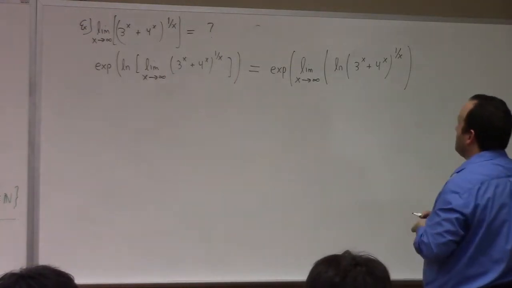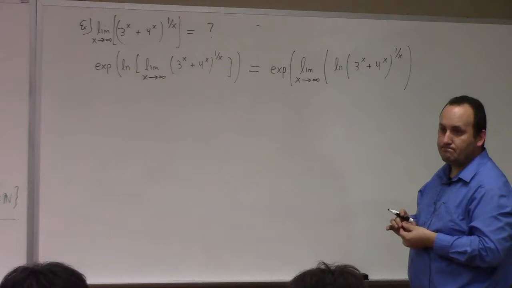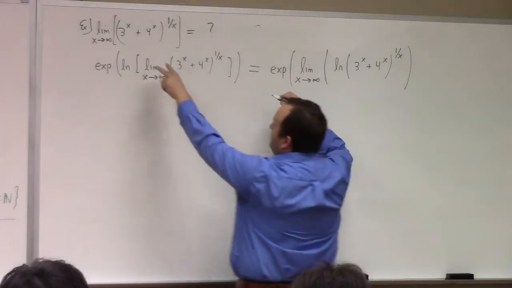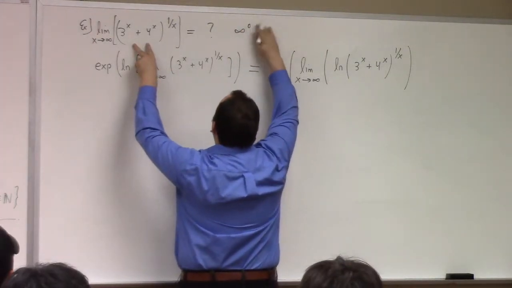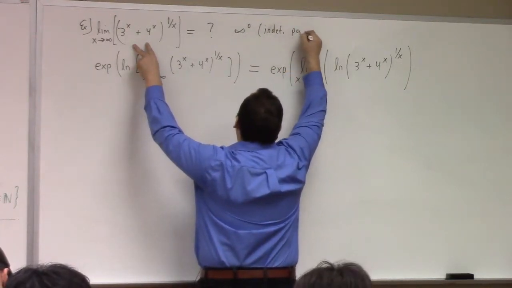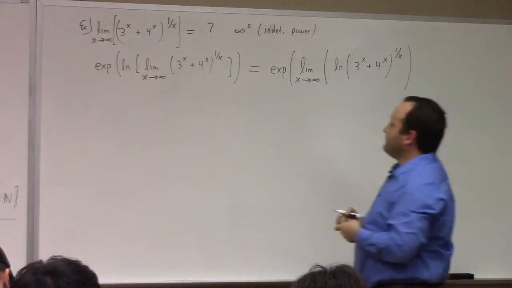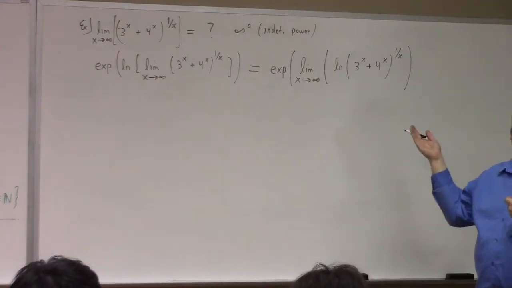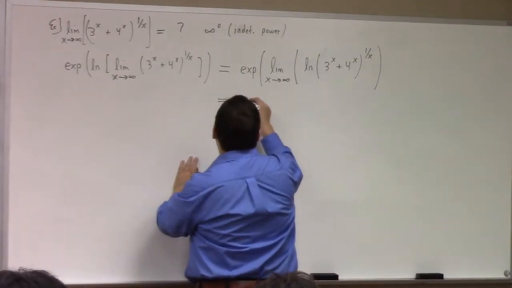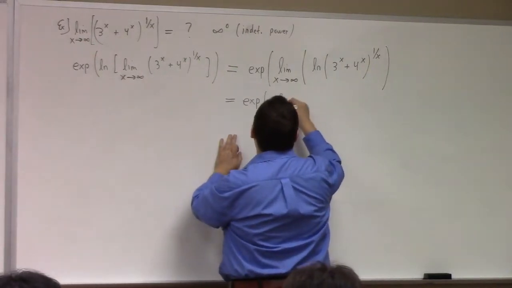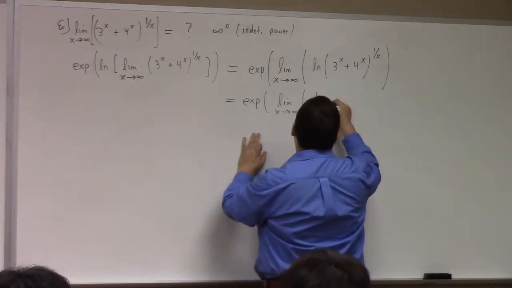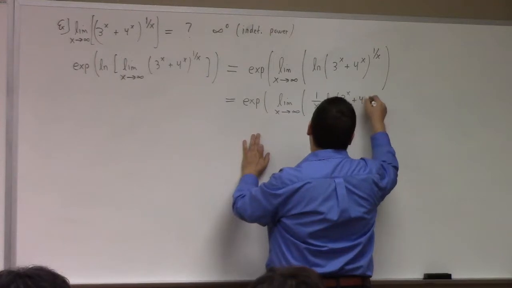You guys with me still? Okay? No? I can't calculate this limit directly. It's an indeterminate type. This is type infinity to the 0, indeterminate power. Okay, so we're stuck. We got to do something else. So this is a standard trick. This is going to work for us for every problem, what I'm doing right now. So the next step is this is the exponential of the limit as x goes to infinity of 1 over x times the natural log of 3 to the x plus 4 to the x.